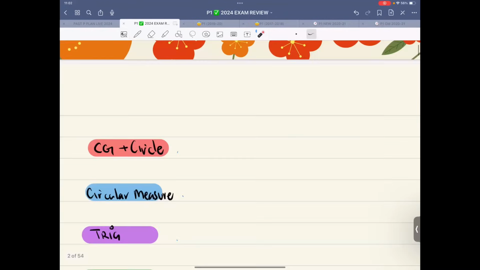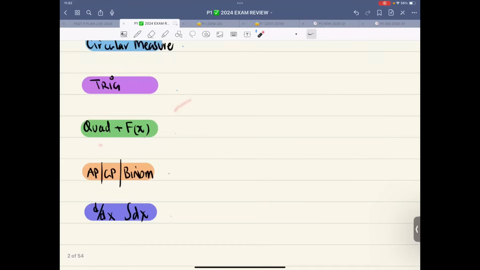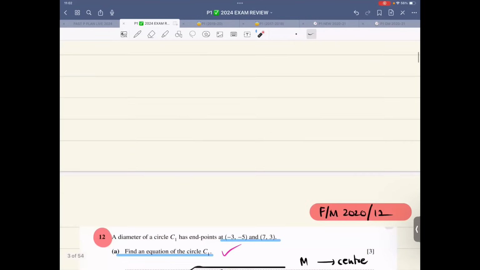Now I'll be focusing on coordinate geometry, circle, circular measure, trigonometry, quadratic functions. I've skipped binomial, AP, differentiation, integration. So now let's start with circle equation.